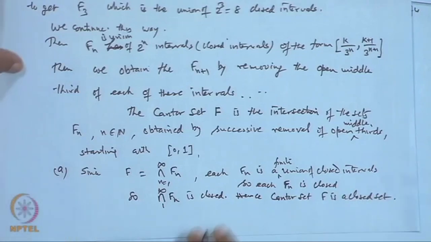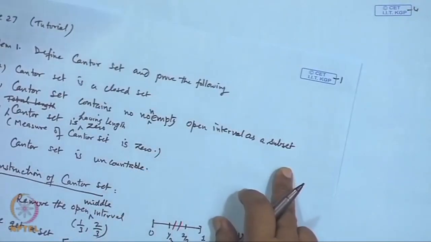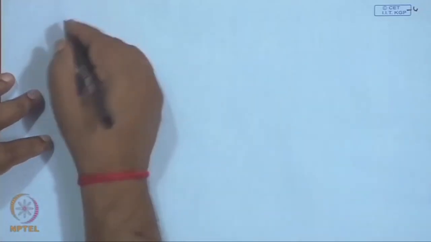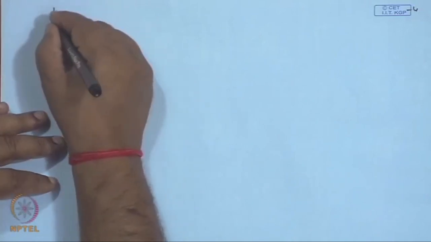So, this is the first we wanted to prove. Second one we wanted to show that the Cantor set contains no non-empty intervals as a subset, and then the length of the Cantor set, or the measure of the set, is 0. Okay. So, suppose what is our B part?